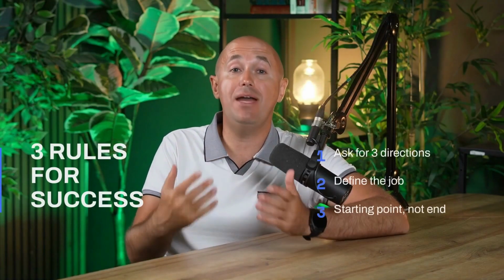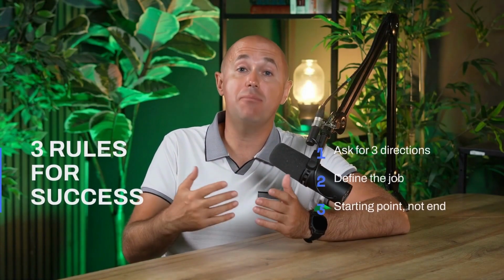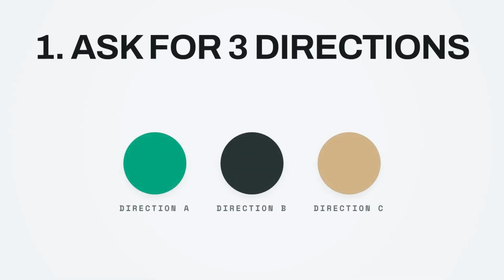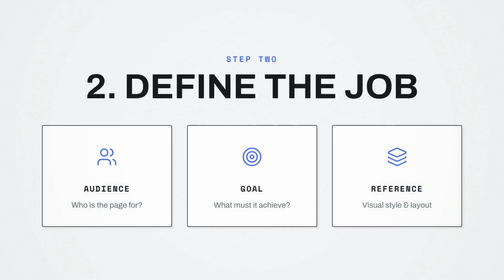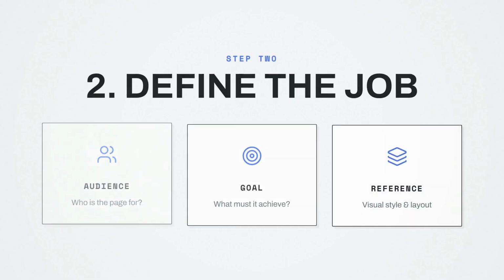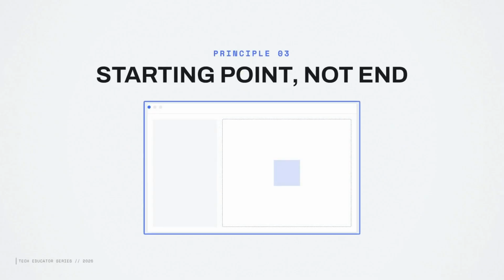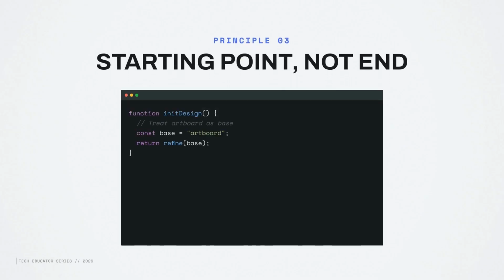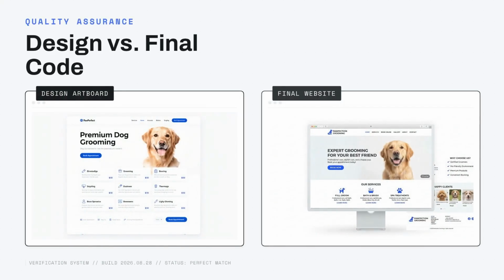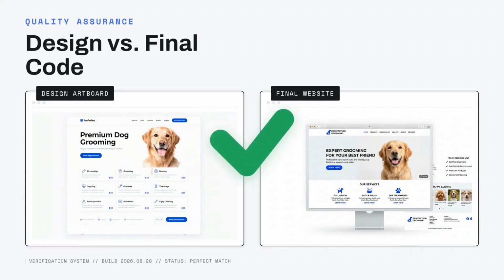If you want to get better results from slash design, remember these 3 simple rules. Number 1, ask for at least 3 different directions to explore the design space. Number 2, tell Claude who the page is for and what it needs to accomplish with clear references. And number 3, treat the artboard as a starting point, not the finished product. Always compare the final result with the design you selected to ensure quality. If you're building websites or apps with AI, slash design is definitely a feature worth testing.